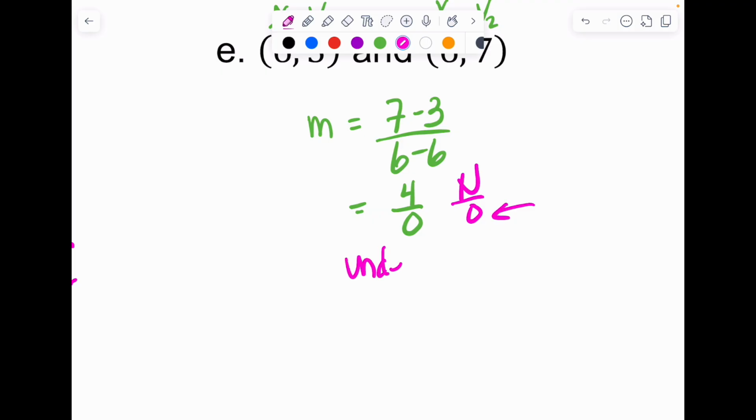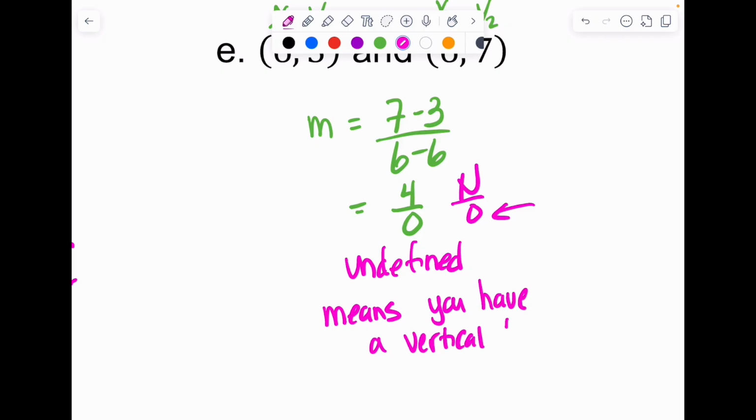This is an undefined slope. This means that you have a vertical line. Right? If I have a vertical line, this means I'm running. I can run up 4 units, but I don't go side to side. So an undefined slope is when you have 0 in the denominator with a non-zero number in the numerator.